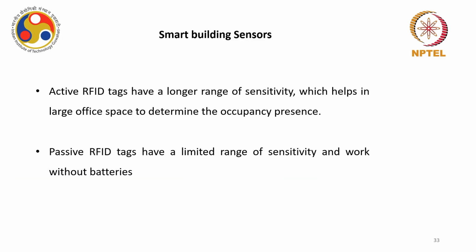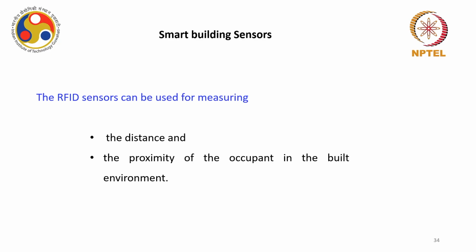Active RFID tags have a longer sensing range, which helps in large office spaces to determine occupancy presence. Passive RFID tags have a limited sensing range, and the advantage of these devices is you do not require to power them with a battery. So although active RFID tags have longer range, the advantage of passive RFID tags is that they do not require a battery component. The RFID sensor can be used for measuring the distance and proximity of the occupant in the building environment.